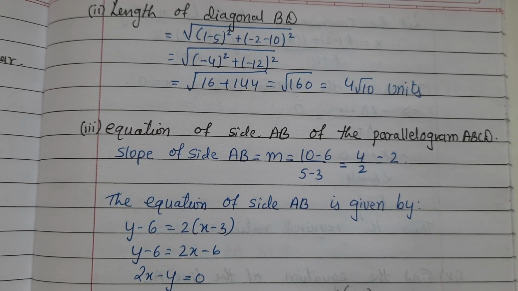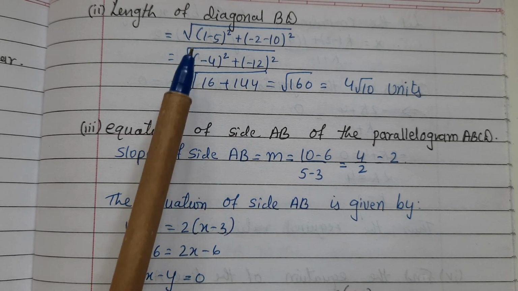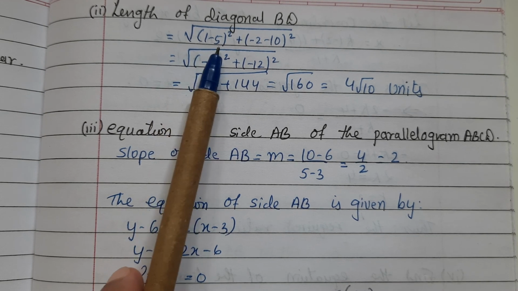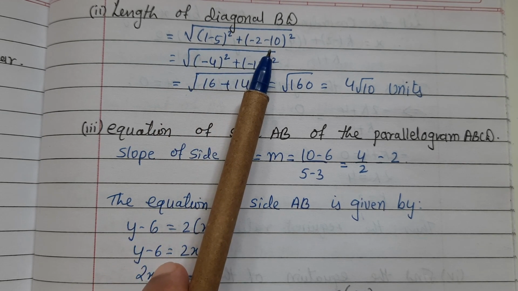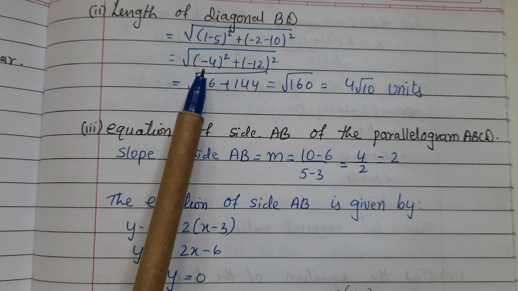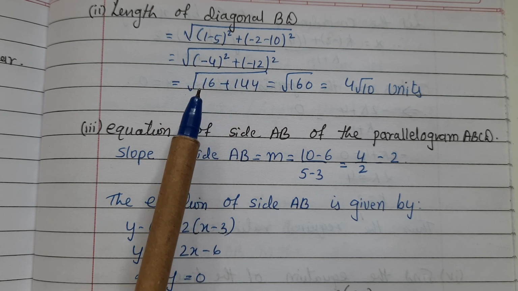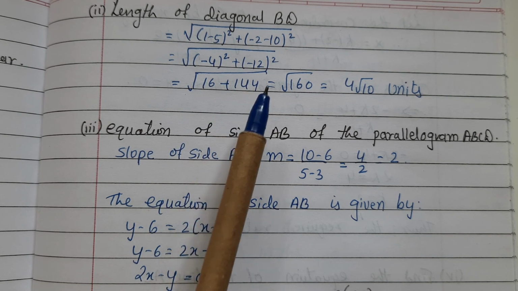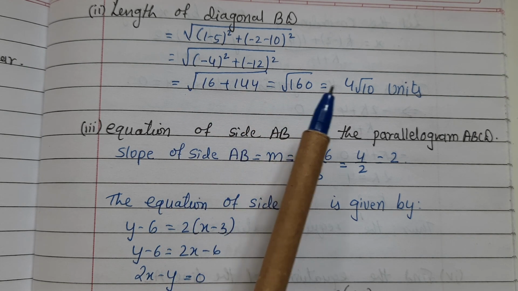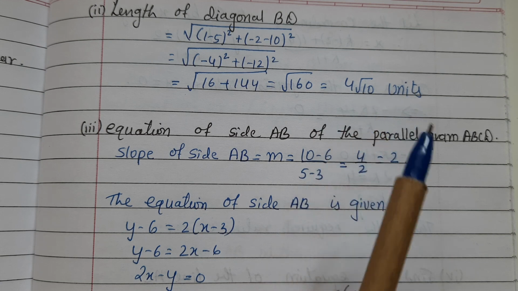Part 2. Length of diagonal BD is equal to root of (1 minus 5) the whole square plus (minus 2 minus 10) the whole square, equal to root of (minus 4) the whole square plus (minus 12) the whole square. Root of 16 plus 144 equal to root of 160 equal to 4 root 10 units.